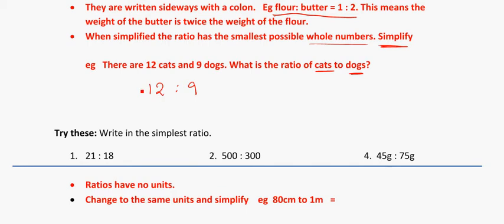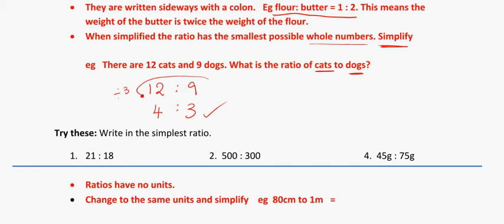Now we can simplify that, so if you can find a number that will go evenly into each one, and I can see that you could divide each one by 3. So 12 divided by 3 is 4, and 9 divided by 3 is 3. And so that's our ratio, 4 to 3.